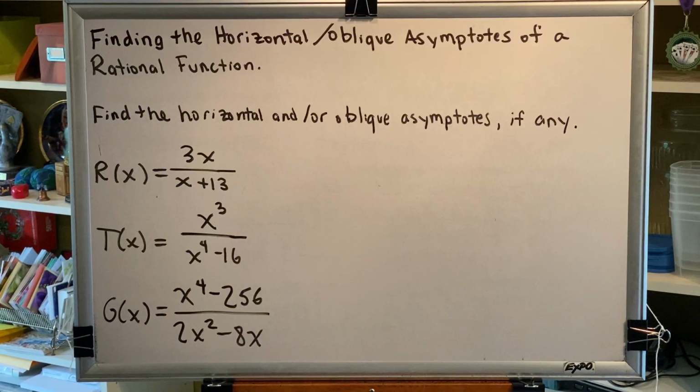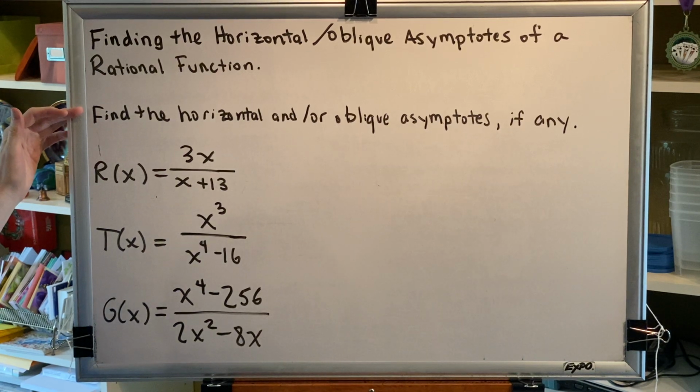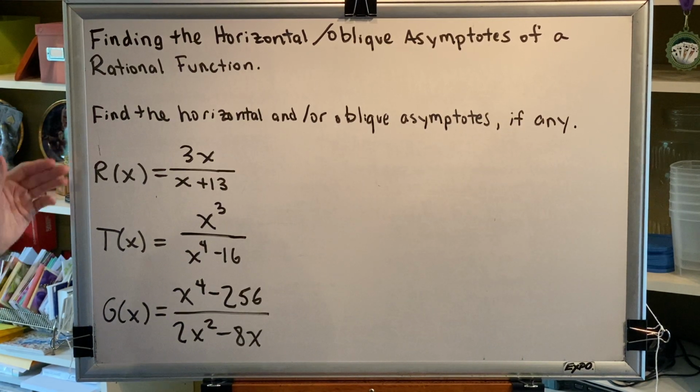The topic of this video is finding the horizontal or oblique asymptotes of a rational function. We've actually got 3 problems in one video. Find the horizontal and/or oblique asymptotes, if any, of the following 3 functions: r of x, t of x, g of x. Okay, let's go through each one at a time.